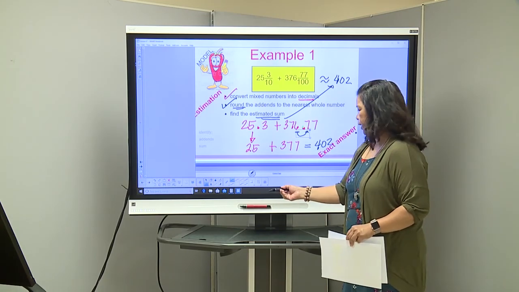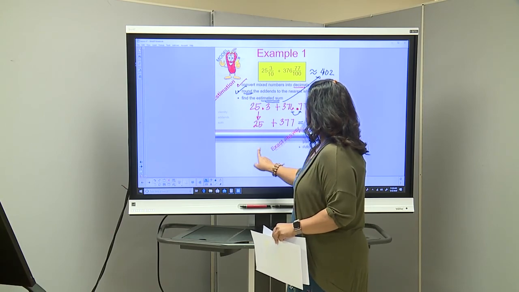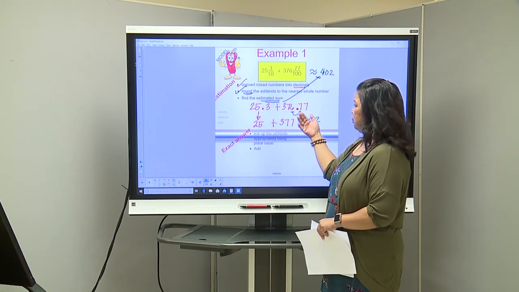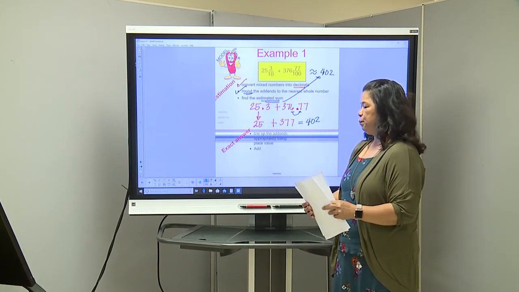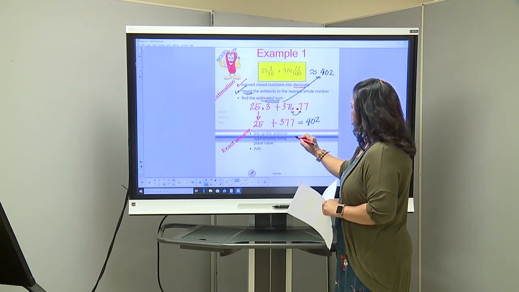Okay, all right. Then, got that down. Let's go to the exact answer. Okay, so it's a decimal number that we are adding, so make sure that we line up the addends appropriately using the place value. So what are my addends?